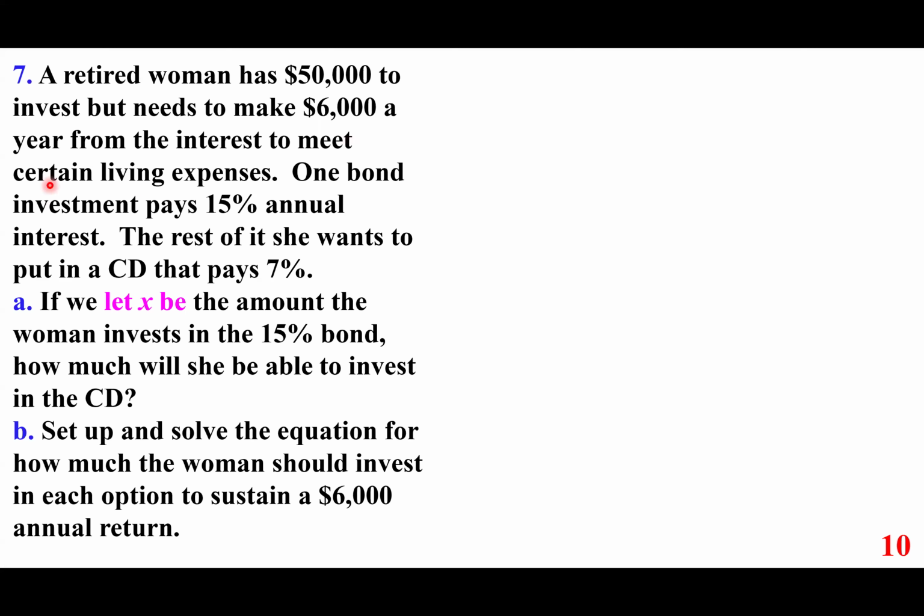the interest to meet certain living expenses. One bond pays 15% annual interest. The rest, she wants to put in a CD that pays 7%. If we let X be the amount the woman invests in the 15% bonds, how much will she be able to invest in the CD? Set up and solve the equation for how much the woman should invest in each option to sustain a $6,000 annual return.